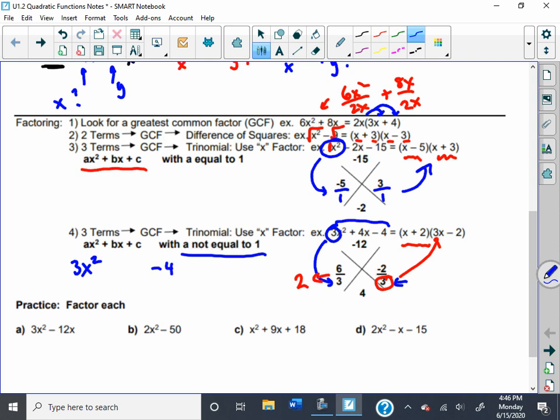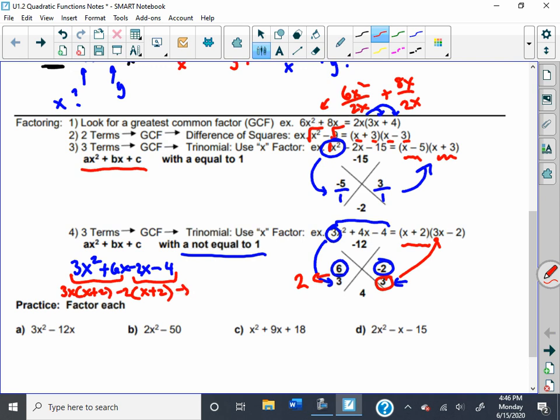And then you use your two numbers from your x, 6 and negative 2. Okay, so you put plus 6x and then minus 2x. And then you group. All right, so you group the first two, group the last two, and you pull GCFs out. So 3x is the GCF of the first two, and you have x plus 2 left over. And then you want to factor a negative 2 out, and you have x plus 2 left over.